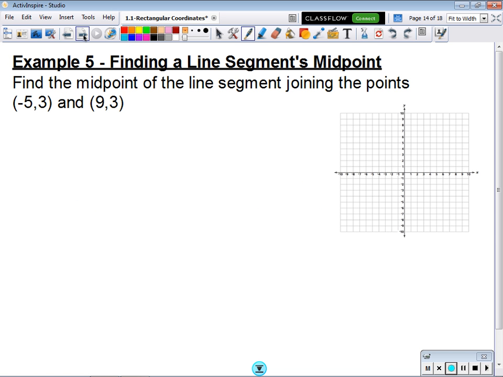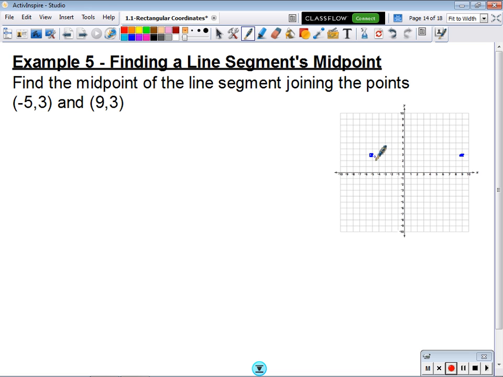As far as an example goes, we have here, find the midpoint of the line segment joining the points at negative 5, 3 and 9, 3. First over here, I'm going to plot those 2 points. So negative 5, positive 3 is going to be here. And then positive 9, positive 3 is going to be here.